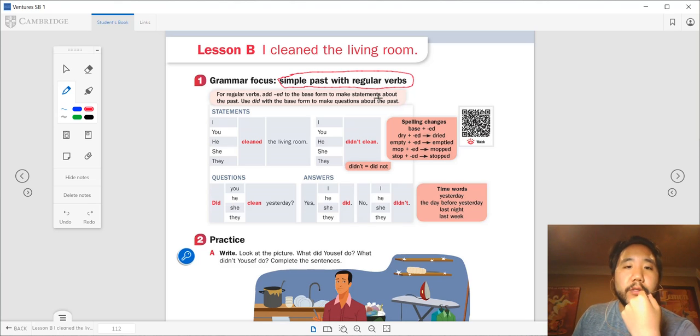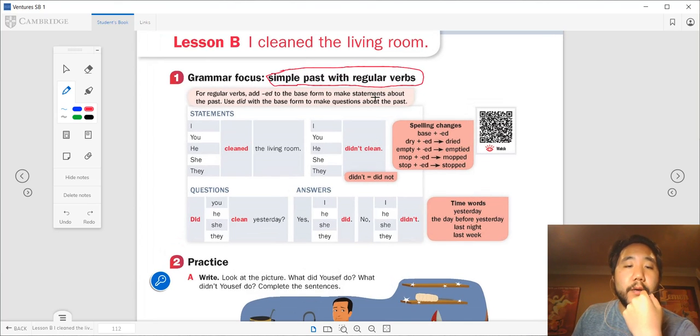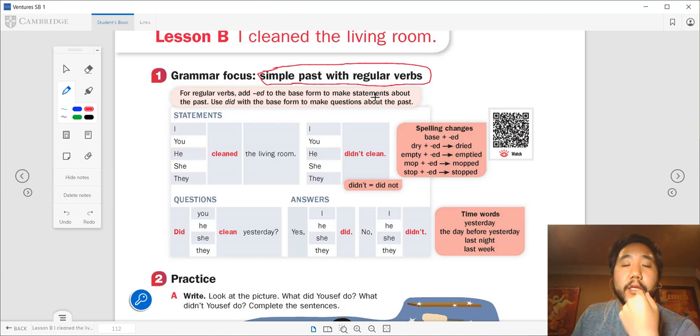So let's do exercise 1 together, and we'll try to read it together, or repeat after me. For regular verbs, add ed to the base form to make statements about the past. Use did with the base form to make questions about the past. Okay, so let's first go over the statements. So statements we have here.